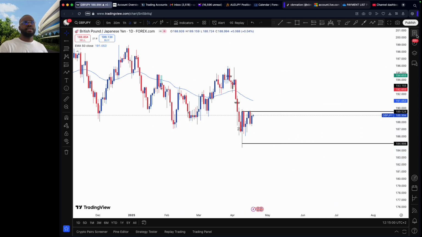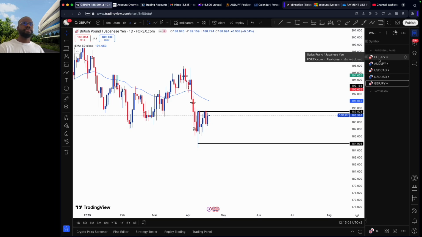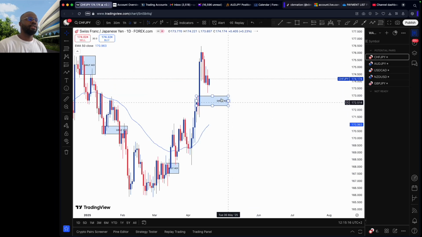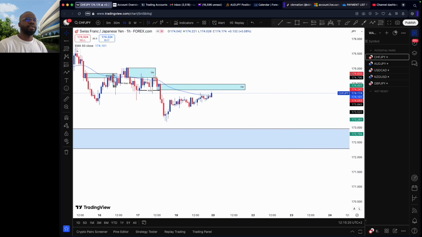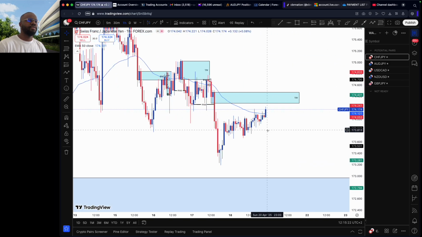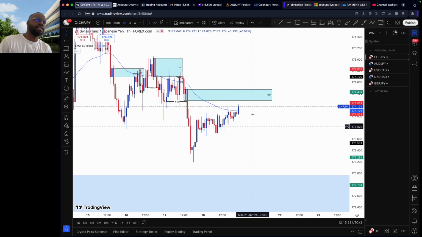So these are the pairs I have for next week: CHF JPY, AUD JPY, USD CAD, NZD USD, GBP JPY. The cleanest of all is CHF JPY. So I'll be waiting to see what price does at this area of interest in order to take my first trade for the week, which is going to be CHF JPY on Monday.